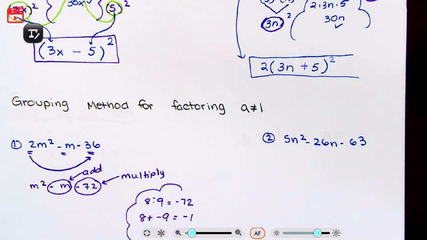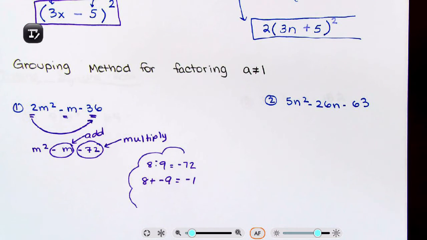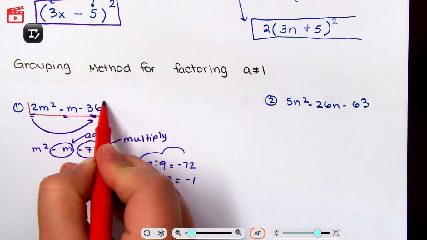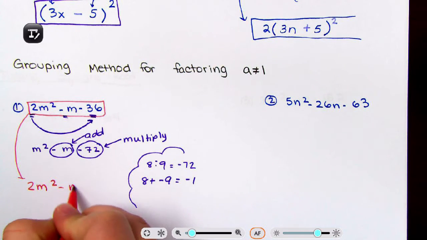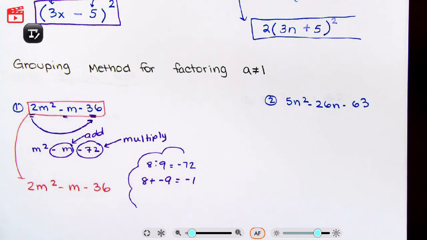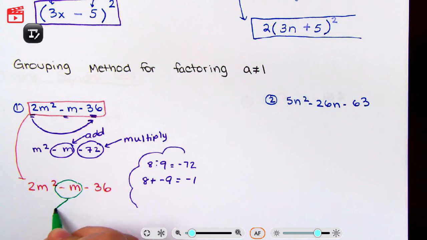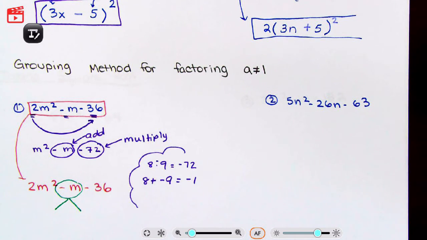Okay, this is where it gets different. You're going to rewrite your original given equation. So this one here, you're going to rewrite it. And you're going to do what's called split the middle term. Here is your middle term. I'm going to split it in half. And I'm going to write the factors that I've identified, 8 and 9, but I'm going to be very strategic in how I write them.